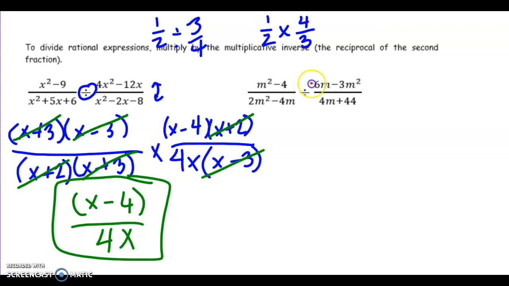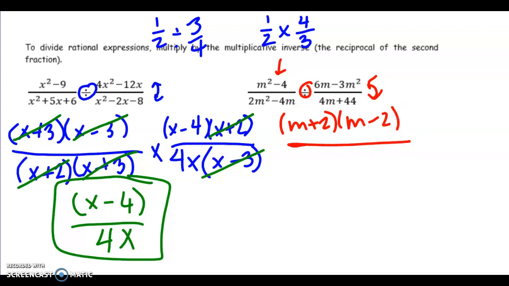All right, so remember, this is a division, so we're going to flip that second term. On the top, I've got a difference of squares, so it's going to be m plus 2 and m minus 2. On the bottom, it's only 2 terms, and not both of them are perfect squares, so I'm going to pull out my 2m. I'm going to be left with m minus 2. Ooh, I already see something I can cancel.